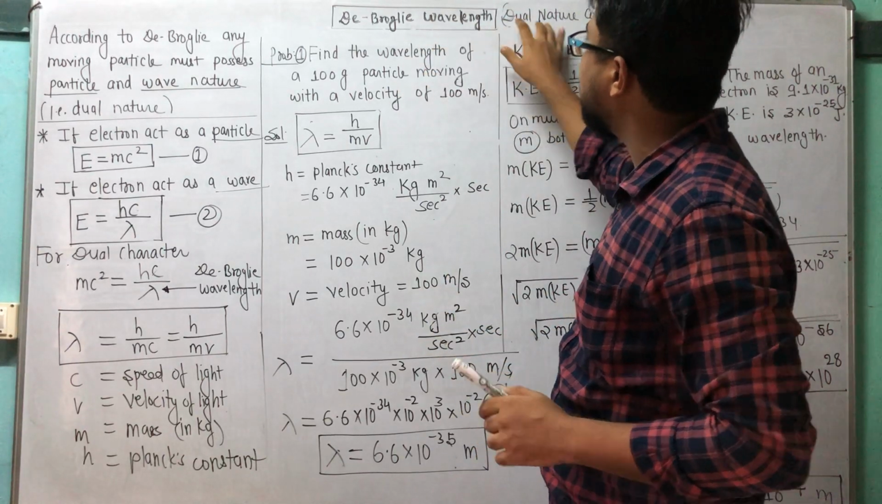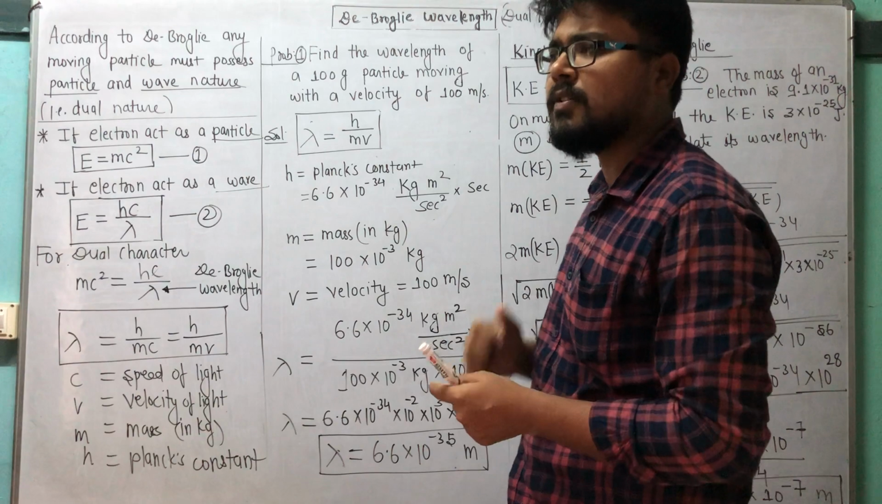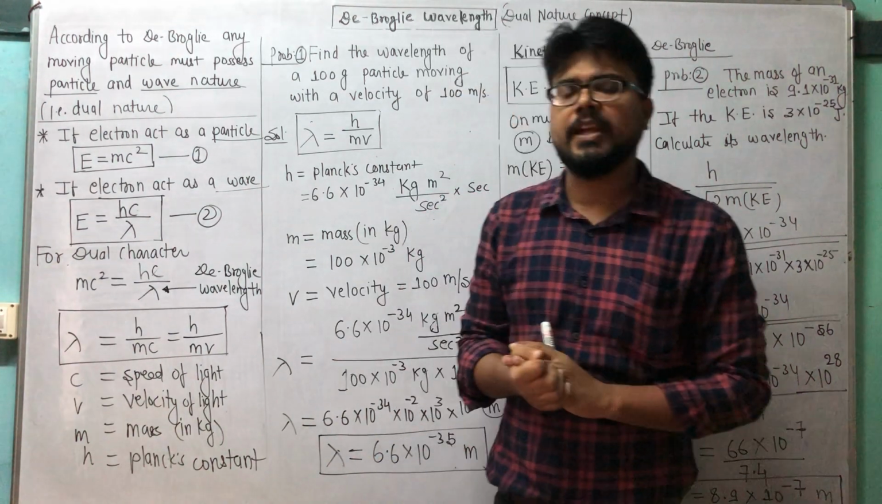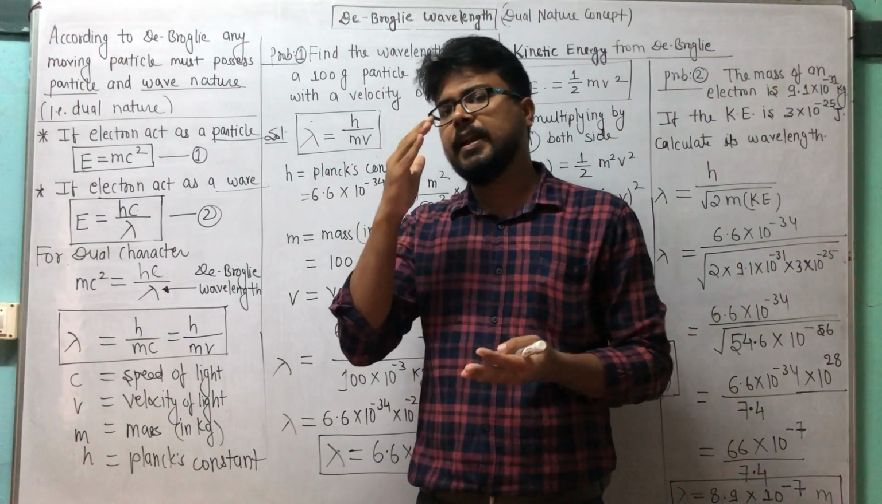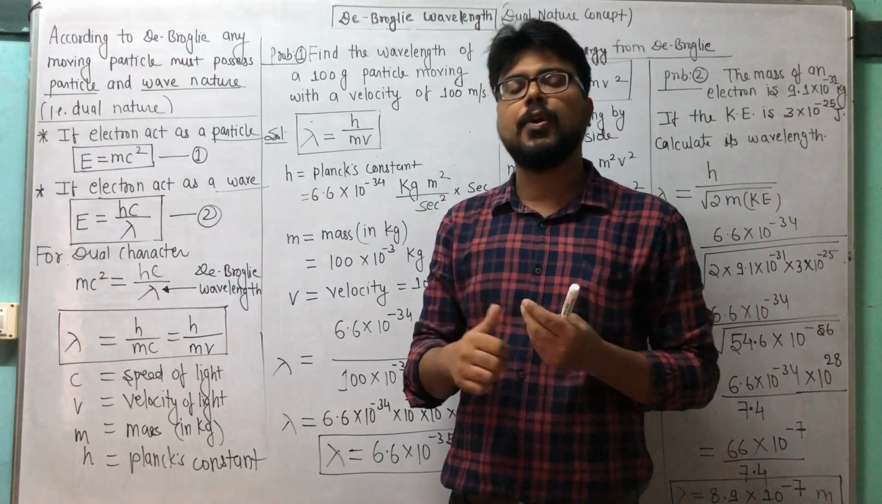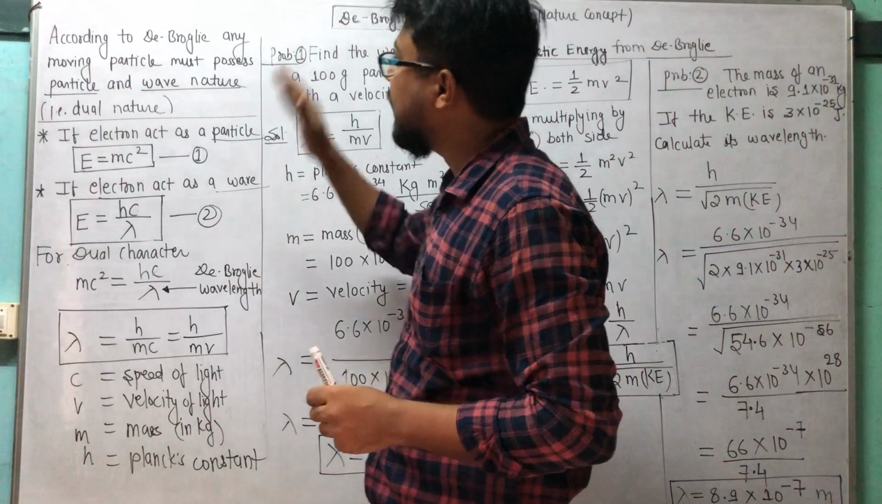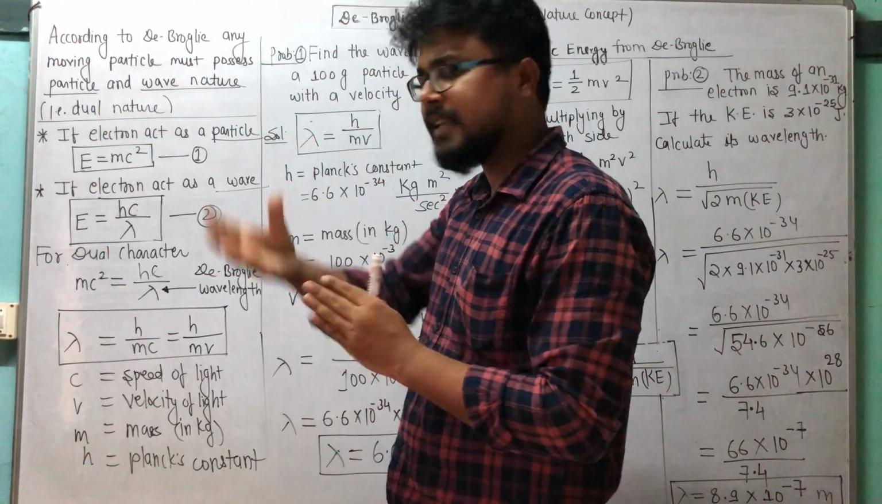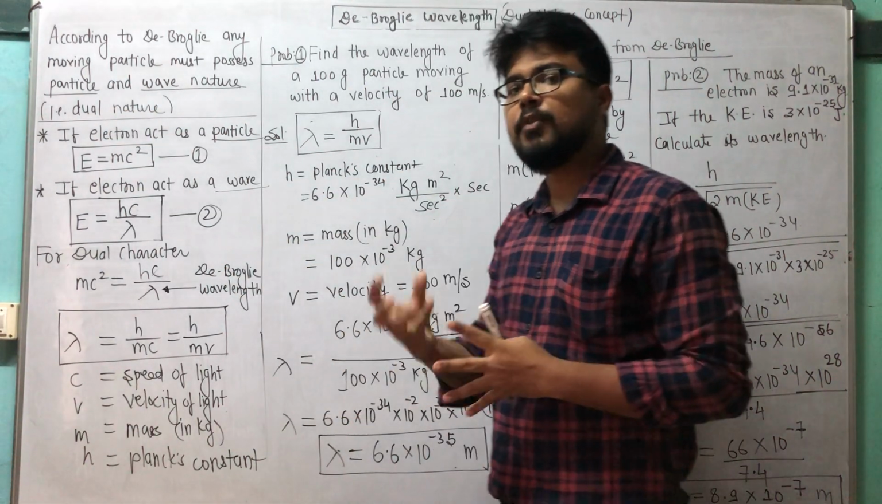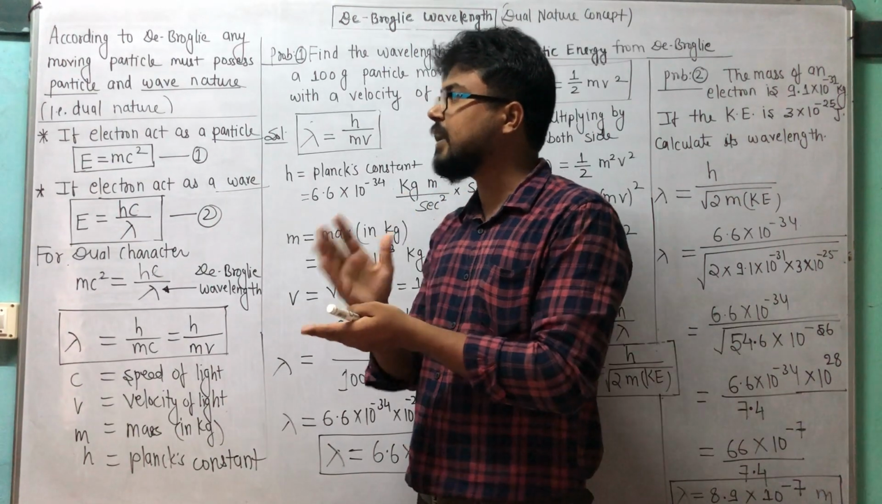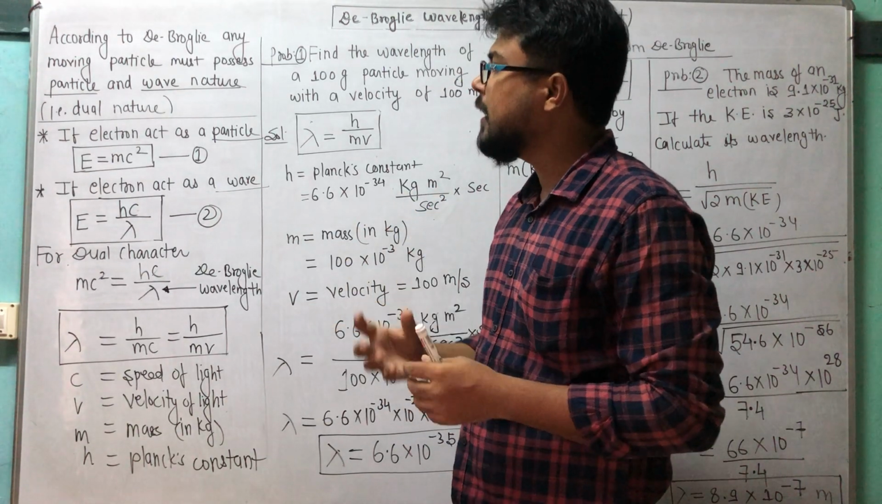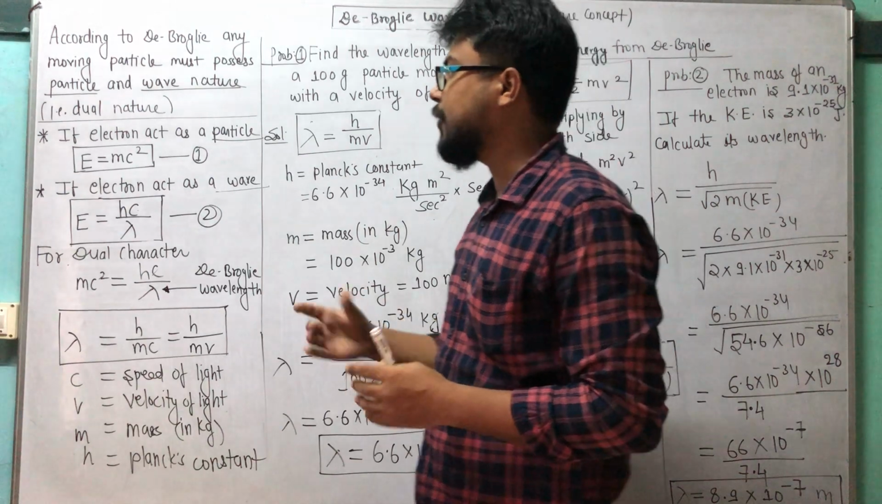And what is the meaning of the dual nature concept? Dual nature concept means any moving object, it can be an electron, a proton, a neutron or an alpha particle, can act as a particle or act as a wave. Any moving particle can act as a particle or as a wave as per the requirement.